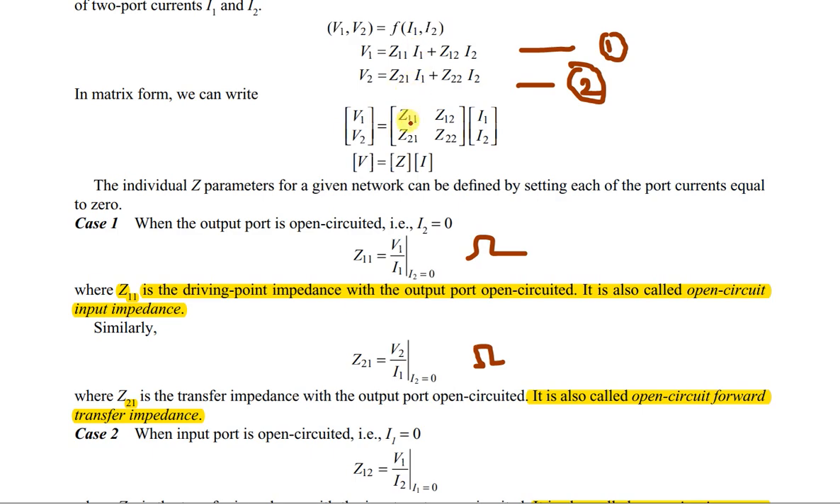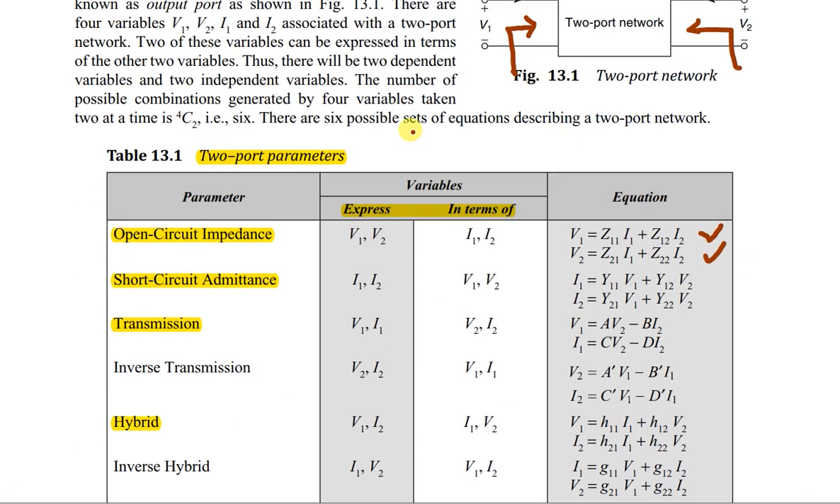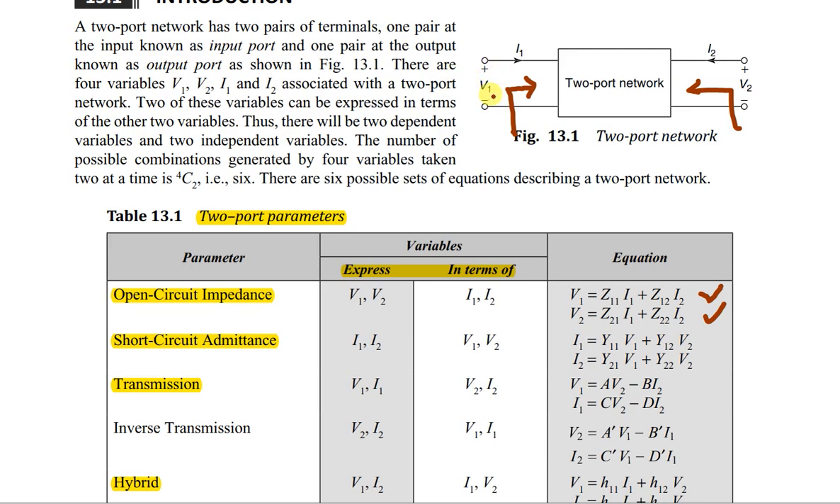How to make I1 equal to 0? In the two-port network, you make the input terminals open. When you make the input terminals open, I1 becomes 0. And how to make V1 equal to 0? You have to short. When you short, voltage becomes 0. Now I am not shorting, I am opening. When I open this, I1 becomes 0.